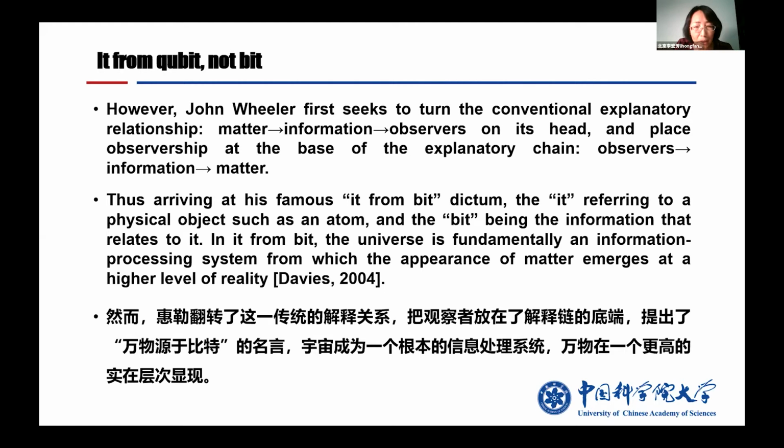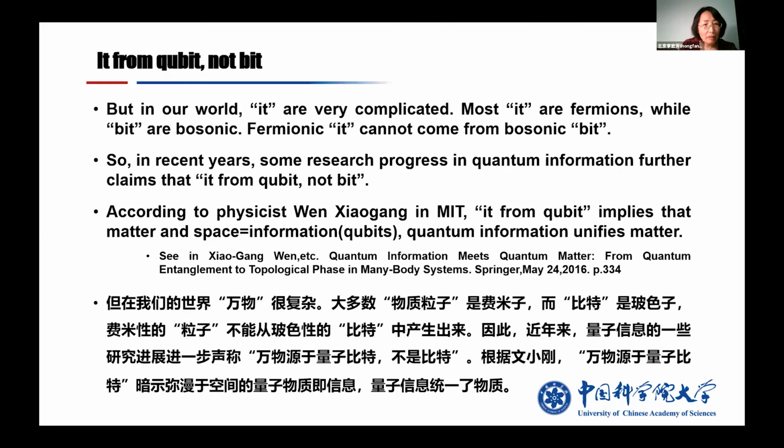In it from bit, the universe is fundamentally an information processing system, from which the properties of matter emerge at a higher level of identity. But our world is very complicated. Matter is fermionic, while bit is bosonic. Fermionic it cannot come from bosonic bit.